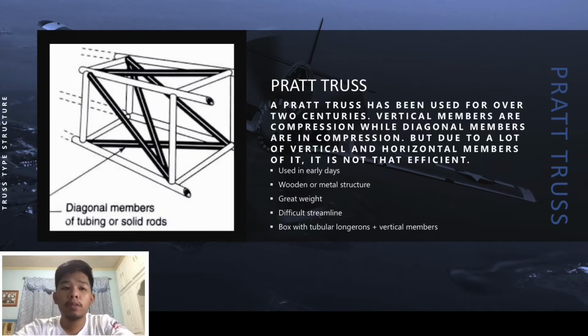The downside of a Pratt truss is that it has a large amount of weight and it is difficult to streamline because of the vertical and horizontal members added to it. So one way to differentiate the Pratt truss from the Warren truss is that it has a box with tubular longerons and vertical members. So now, the Warren truss and the monocoque structure will be presented by my group mate Adrian.